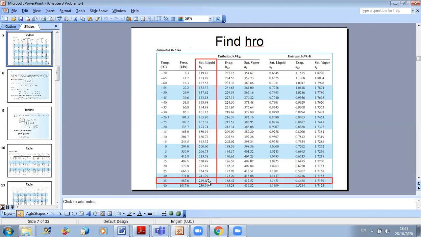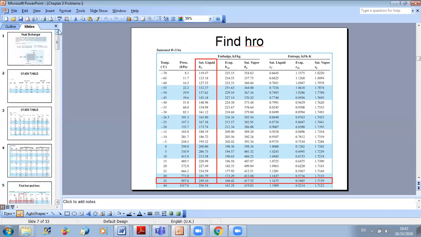Now, if you have in the tables what is called compressed liquid, then it is more accurate to go to the compressed liquid table. But if you don't have it, as I told you before, you can take the value for saturated liquid. So here, if you take the saturated liquid HF and you consider the temperature line 35, the intersection between them will give you HR out, which is 249.1.